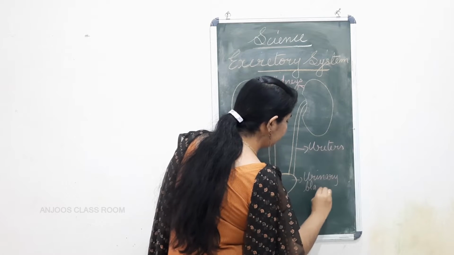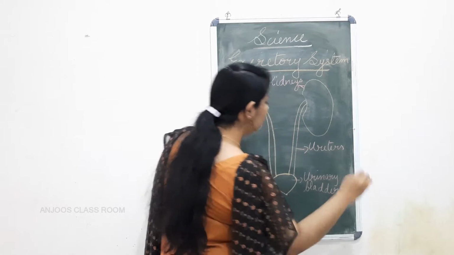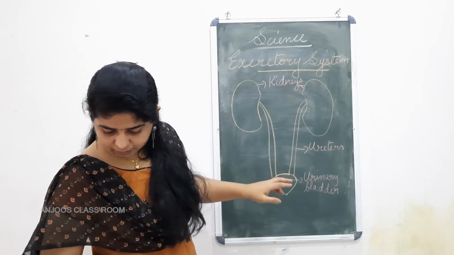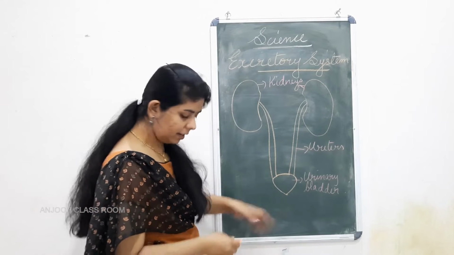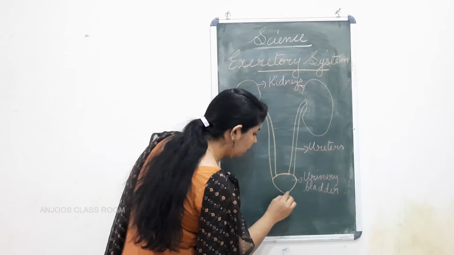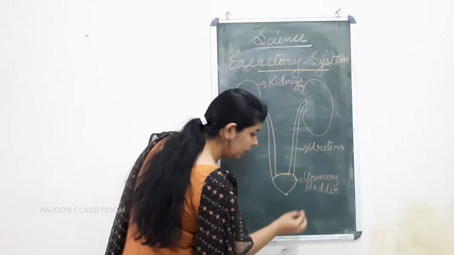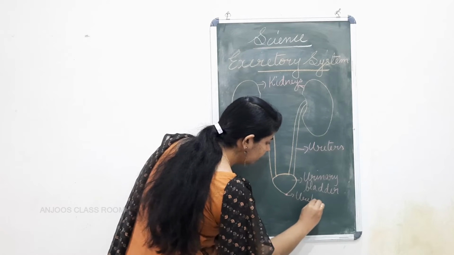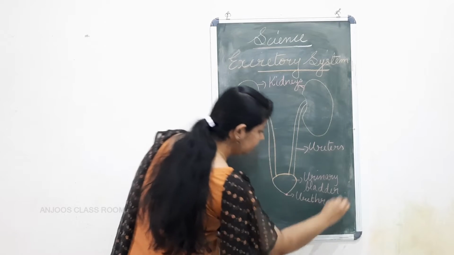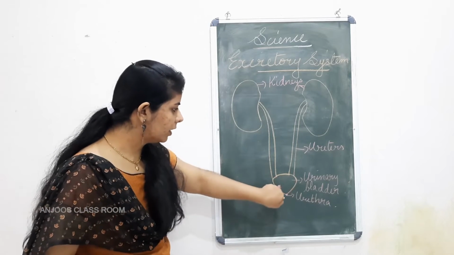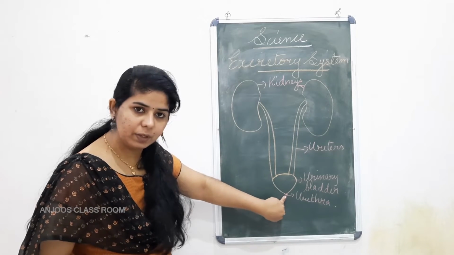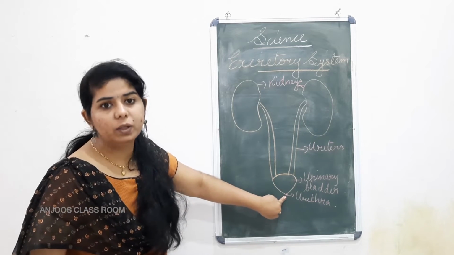You'll see the function of each one now. First, you will understand which are the organs in it. So, the urinary bladder, and at last I said there is a small pointed part here. This end part is known as the urethra. Did you get it? This bag-like structure is called the urinary bladder, and the end part here is the urethra.